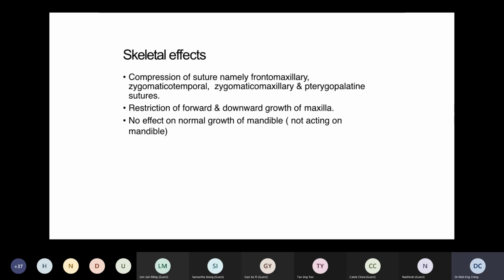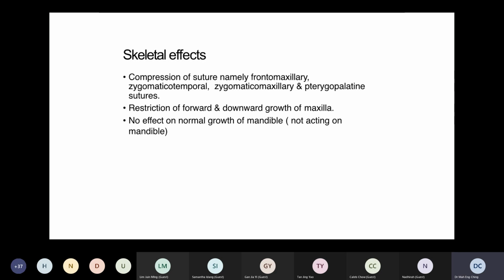So what's the skeletal effect? It's a compression of the sutures. Namely, all the sutures on the maxilla: frontomaxillary, zygomaticotemporal, zygomaticomaxillary, pterygopalatine sutures. All the sutures attach all the bones of the maxilla, and when subjected to forces, they will be compressed. So there is restriction of the forward and downward growth of the maxilla.